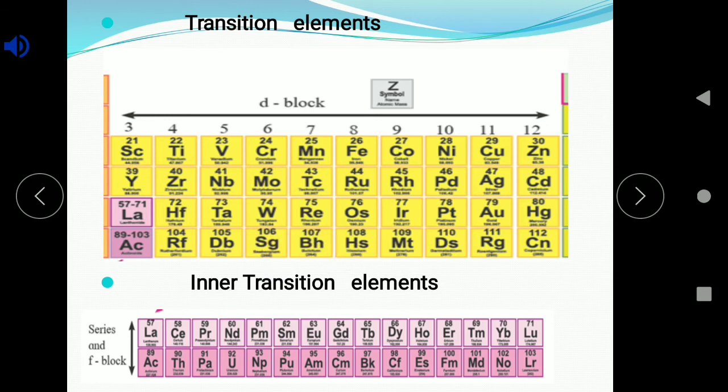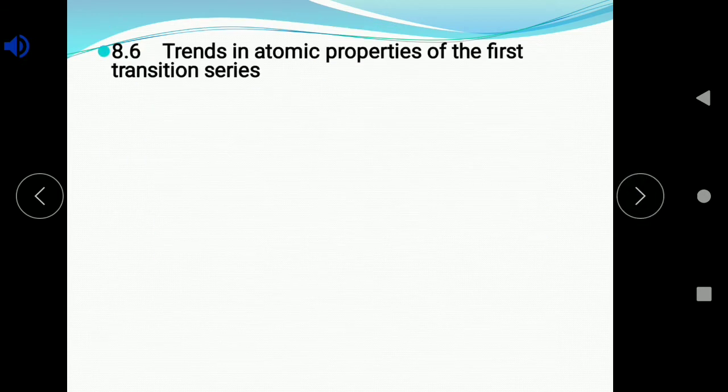Now, all these elements are metals, that means they show typical metallic properties. But they are less electropositive than strongly electropositive S block metals, but they are more electropositive than P block elements. That means they are intermediate between S and P block. Now, in today's session, we are going to study the periodic trends in some atomic properties shown by the first transition series elements.